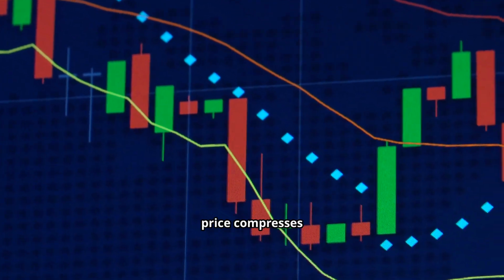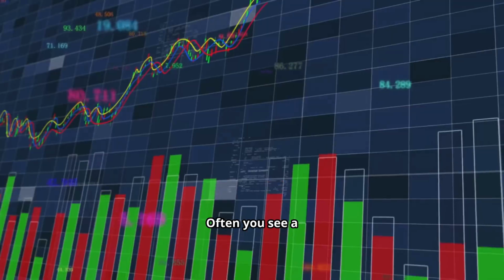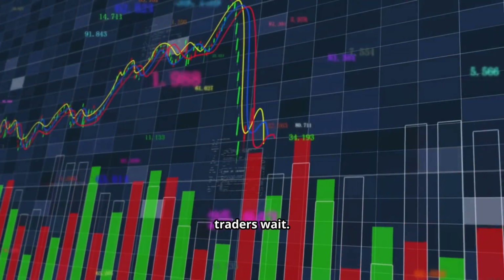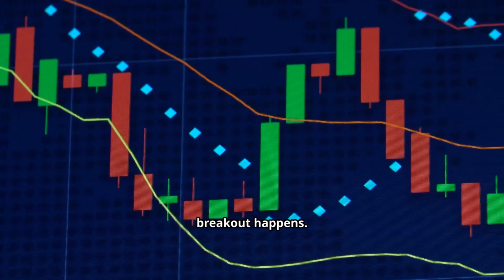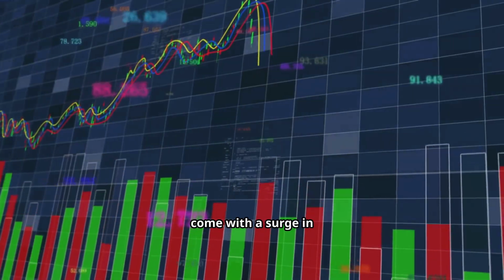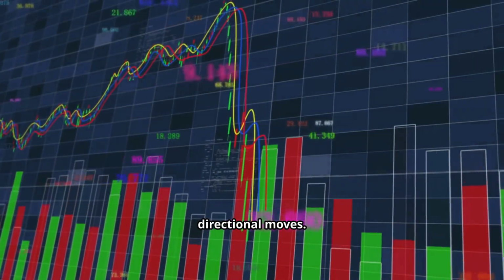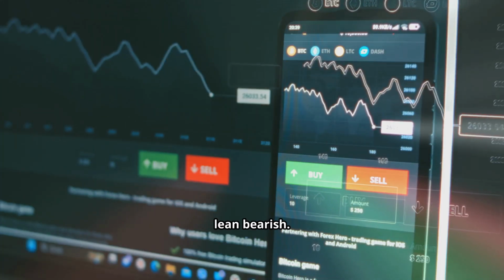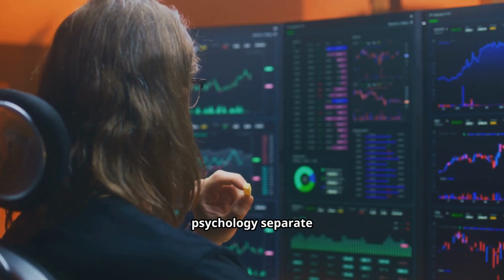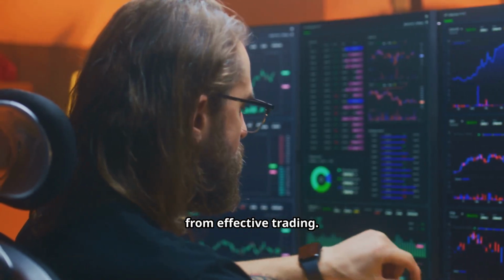Inside, price compresses and uncertainty grows. Often you see a drop in volume as traders wait. Eventually one side wins, buyers or sellers, and the breakout happens. Breakouts often come with a surge in volume and strong directional moves. Ascending triangles lean bullish, descending triangles lean bearish. But context and psychology separate pattern spotting from effective trading.